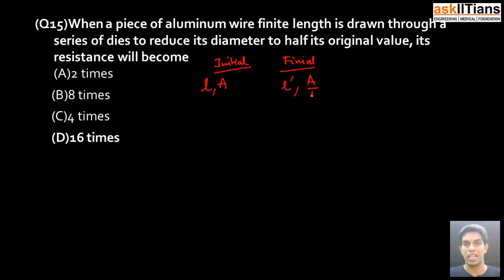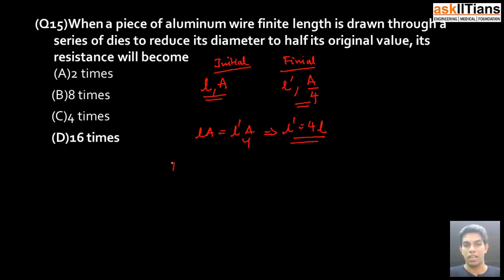So area is A by 4. We know that the volume of the initial and the final aluminium wire has to be same. So L into A equals L dash into A by 4, which implies L dash is equal to 4 times the initial length.